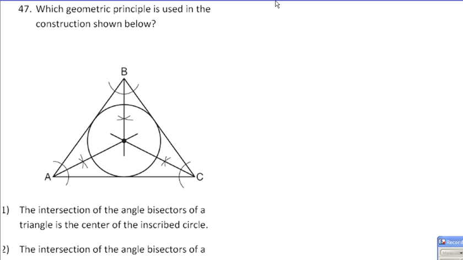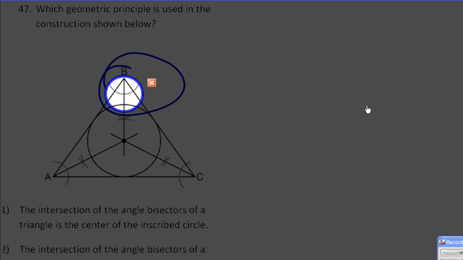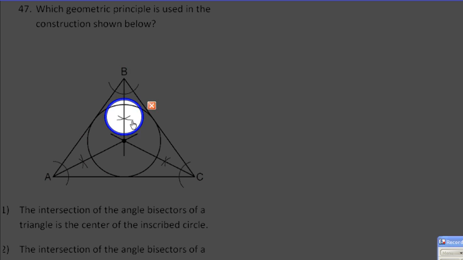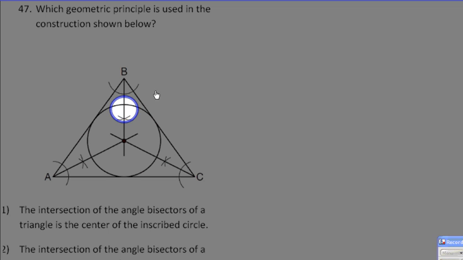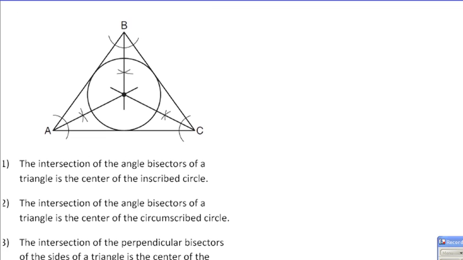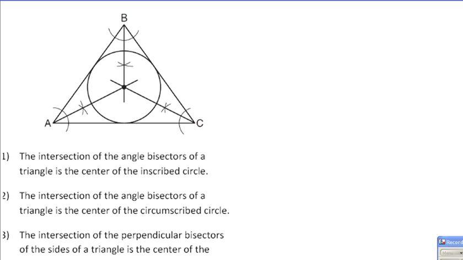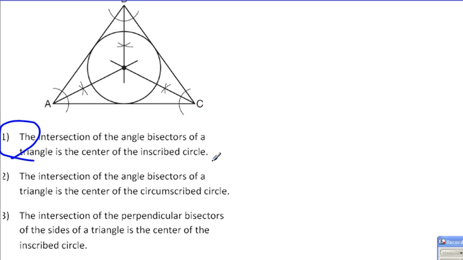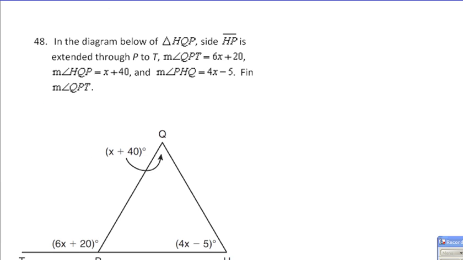Alright, so here we have, once again, if you just look at one corner, you will realize that this is the angle bisector. Now, angle bisectors coming together, creating an incircle. So that is the intersection of the angle bisectors. Oh, there we go, choice number 1, right there. Alright, let us move on.